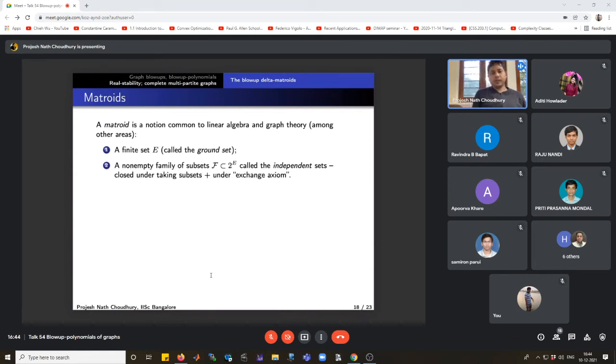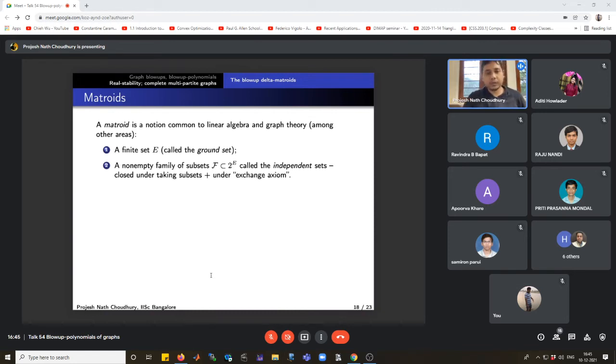In the last part of my talk, I will discuss some combinatorial abstraction of this result. It is called delta matroid. We obtained a new delta matroid for each graph and another one for each tree.